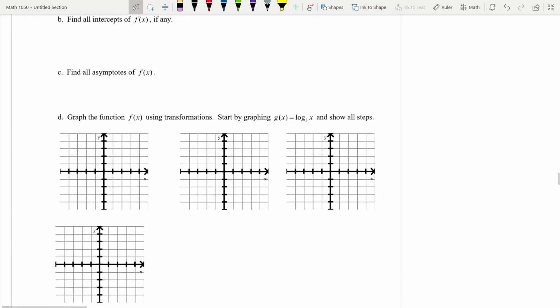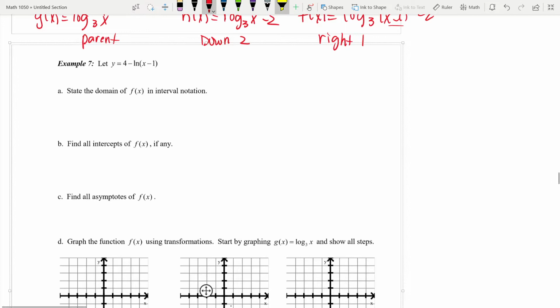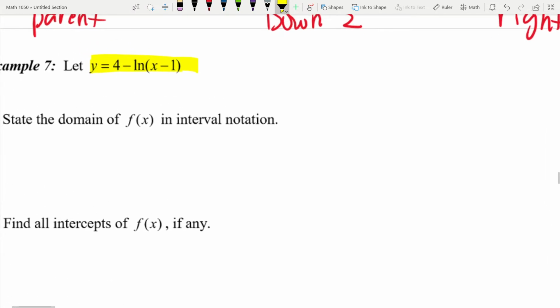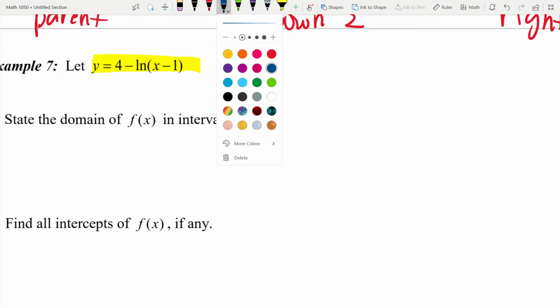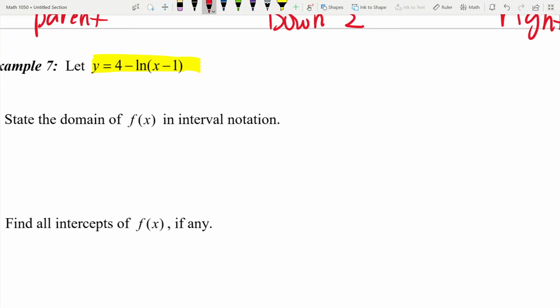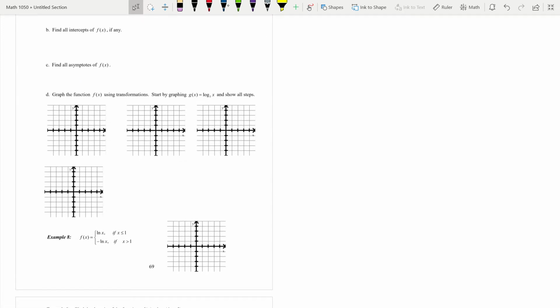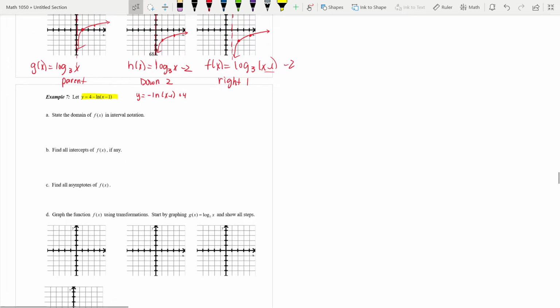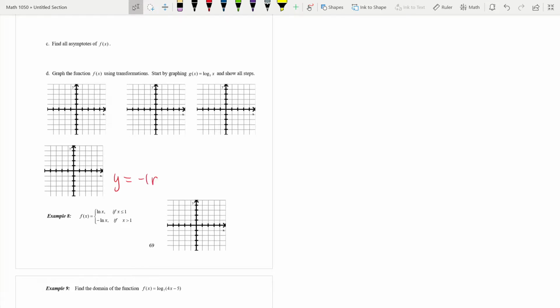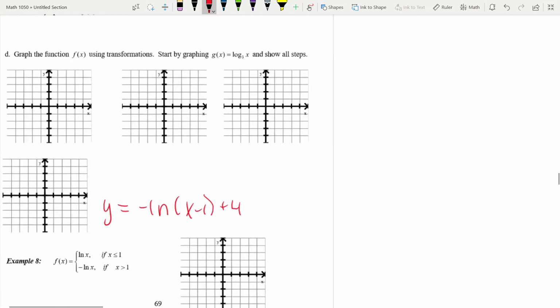Okay, here is question 7. First of all, everybody look at this. This looks so bad. It looks scary. What can I do to make it look less scary? Rewrite it. So everybody write y equals negative ln x minus 1 plus 4. Okay, here we go.